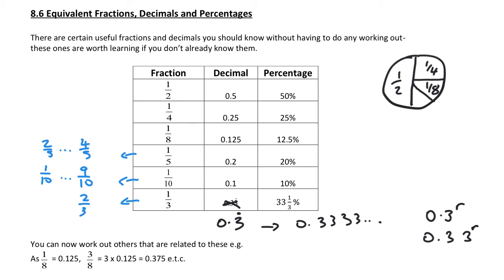We should also be able to work out what 3/8 is. We don't need to consider 2/8 because 2/8 would simplify to a quarter. We don't need 4/8 because that would simplify to a half. 6/8 would simplify to 3/4, and that's something that we should know with the 1/4. So we should also be able to work out 3/8, 5/8, and 7/8, and that would be multiplying 0.125 or 12.5% by 3, 5, or 7.